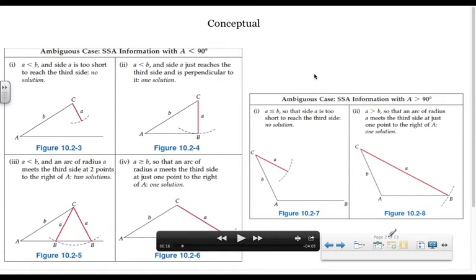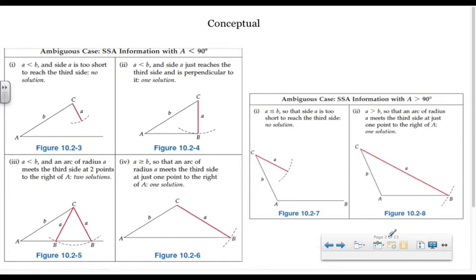Alright, so what happens when we have side-side angle? Side-side angle does not give us a definitive triangle. Okay, you can't actually draw the triangle with side-side angle. You have 3 possibilities.